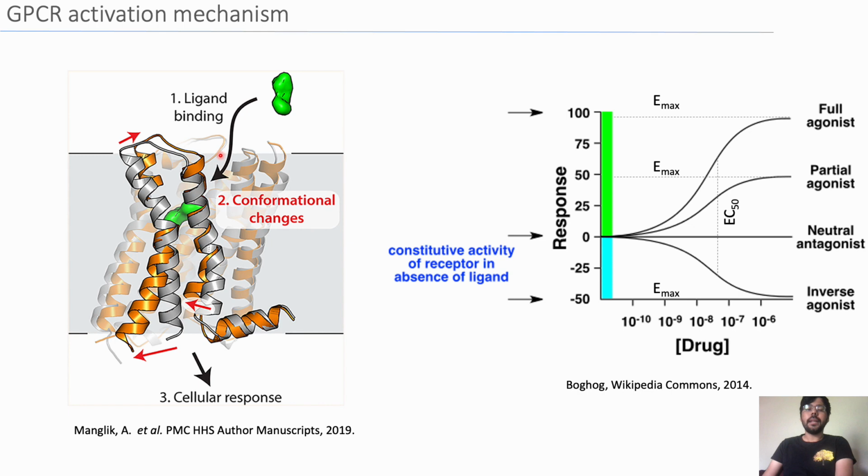The ligands that can bind the GPCR can be classified into different types. If we monitor the changes in the response according to the drug concentration, we see that the molecules that can reach a maximum activity are called full agonists. The ligands that can reach partial activation are called partial agonists. The ones that don't change the basal activity are neutral antagonists, and the ones that reduce the basal activity are the inverse agonists.